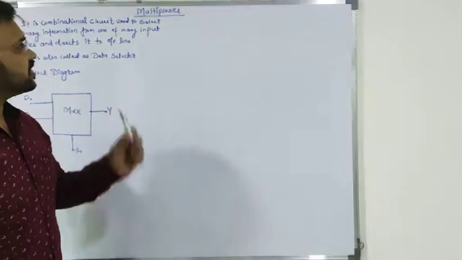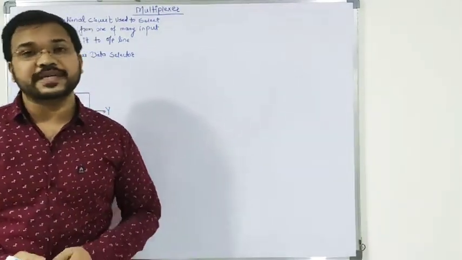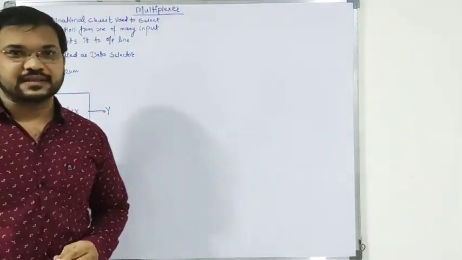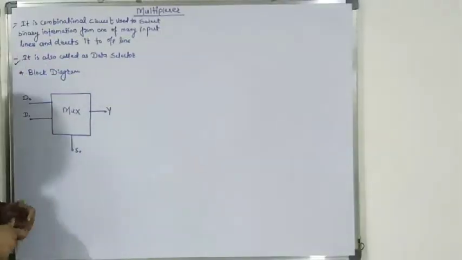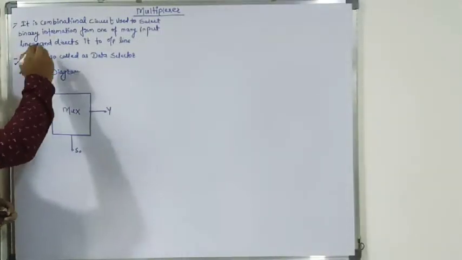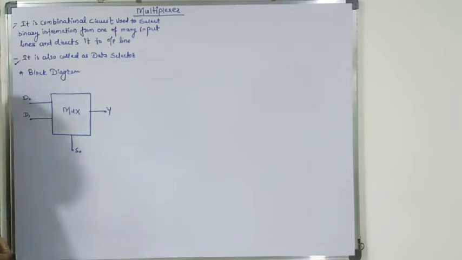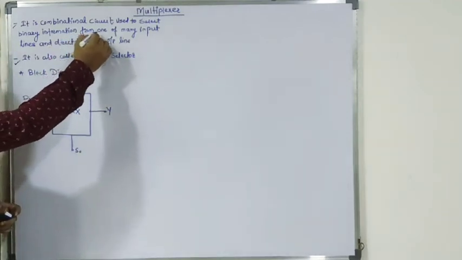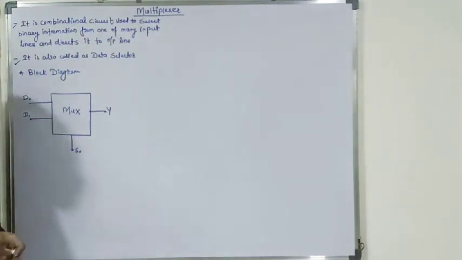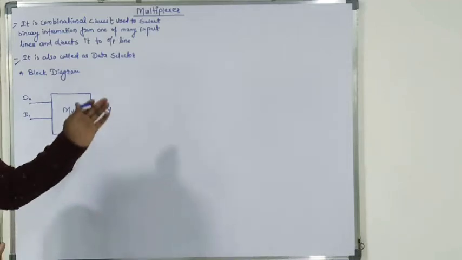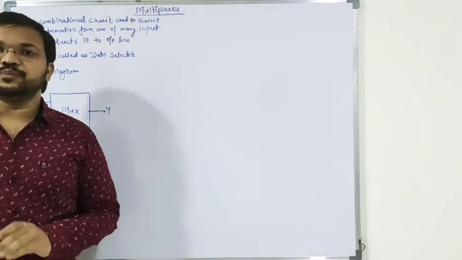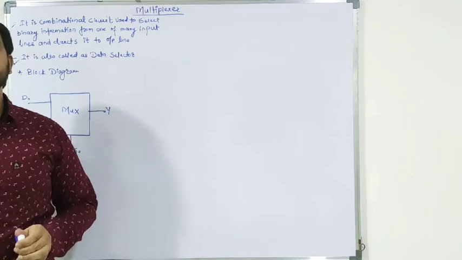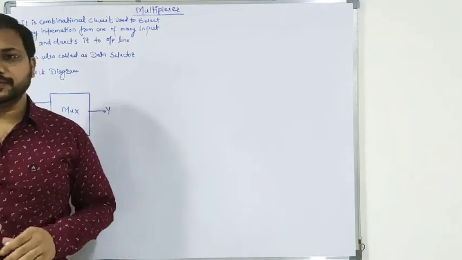Today we discuss the multiplexer, one of the applications of combinational logic design. It is a combinational circuit used to select binary information from one of many input lines and direct it to the output line, as the word itself shows. A multiplexer has multiple inputs and a single output. We will get the single output from this.